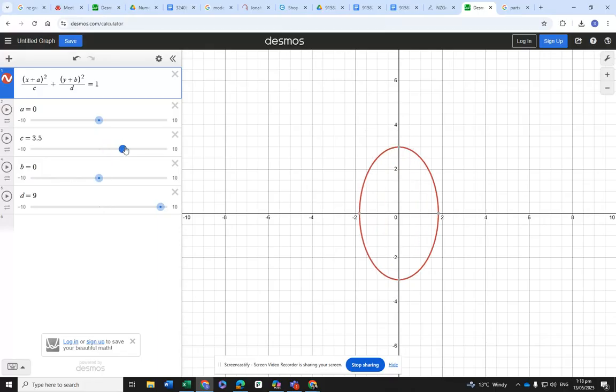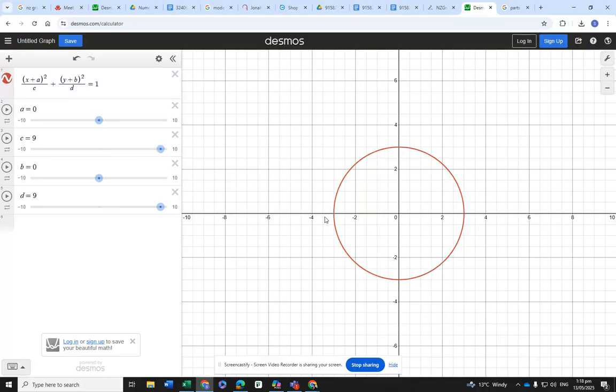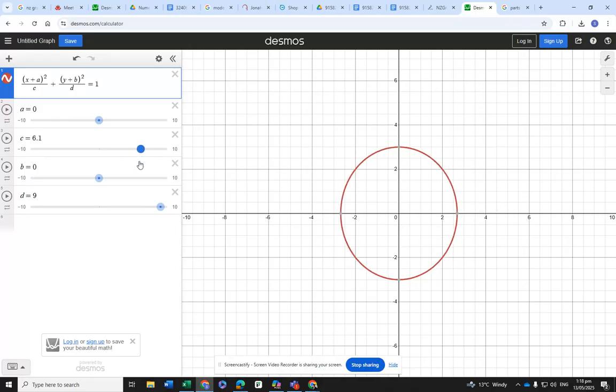If I play with C, I'm going to get a fatter ellipse until I get a circle again. When they're both set to 9, I'm going to have a circle again. I'll have crossings at minus 3 and 3. But every time I change that, it changes the fatness of my ellipse.